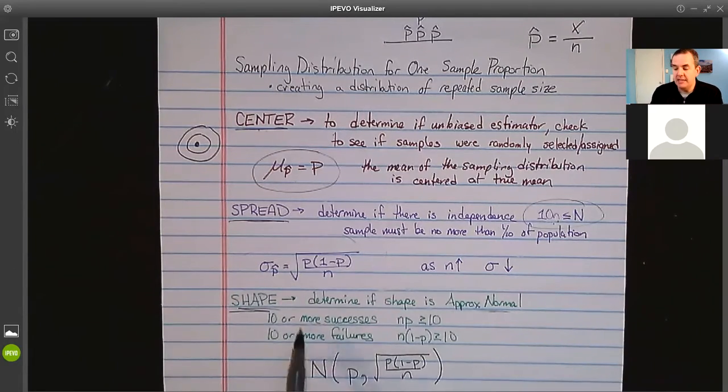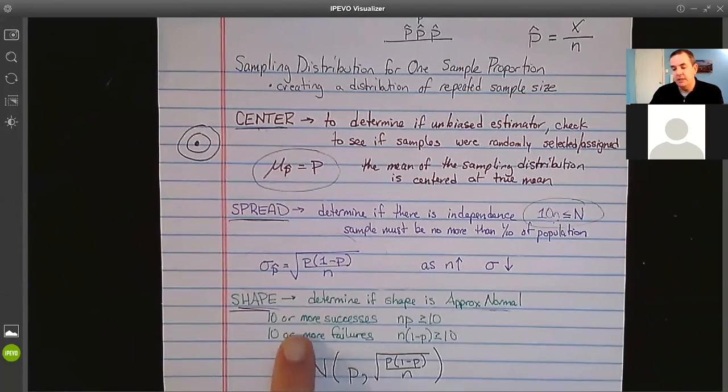The way we do that is we need to confirm that in the process of selecting our sample, we select a large enough sample to give us 10 or more successes and 10 or more failures. So what we need to do is check and see, like when we did this.